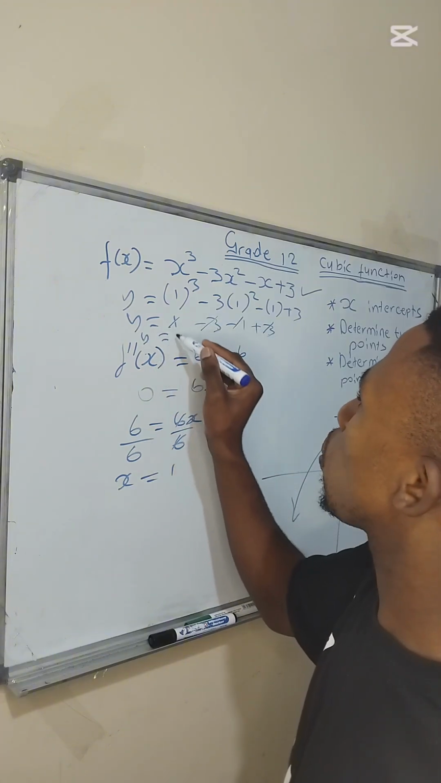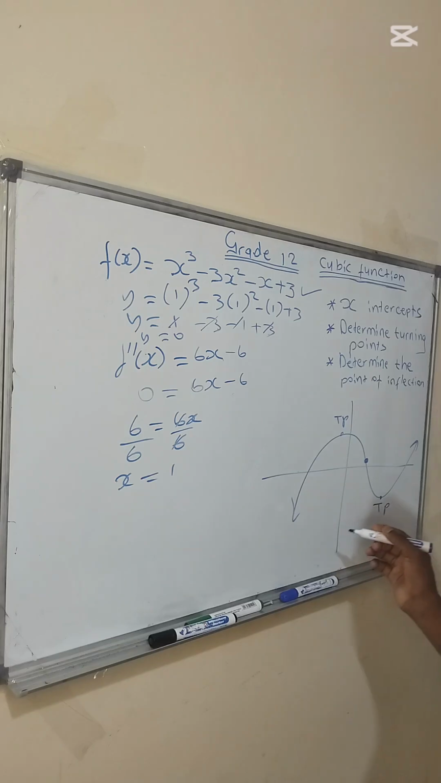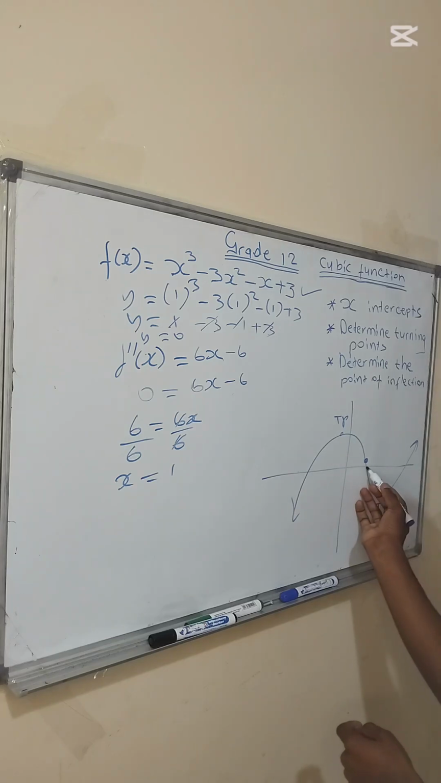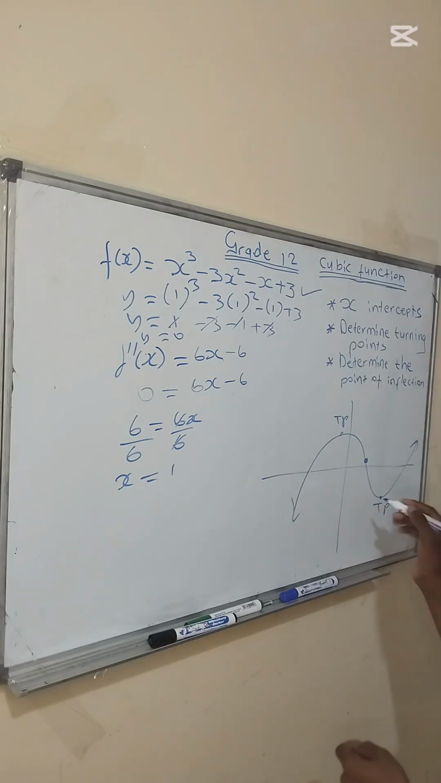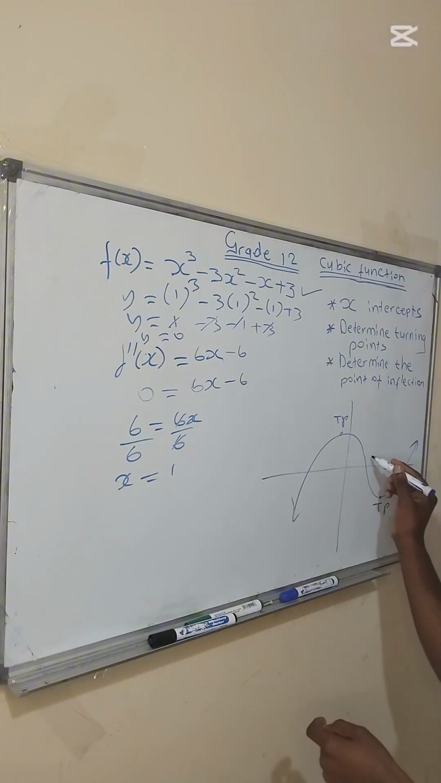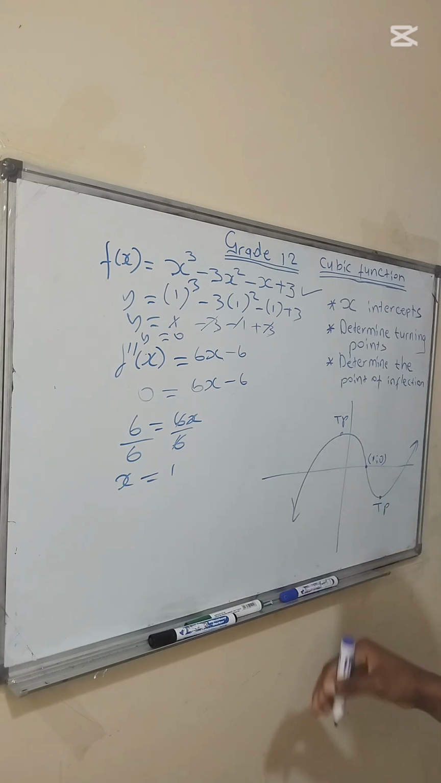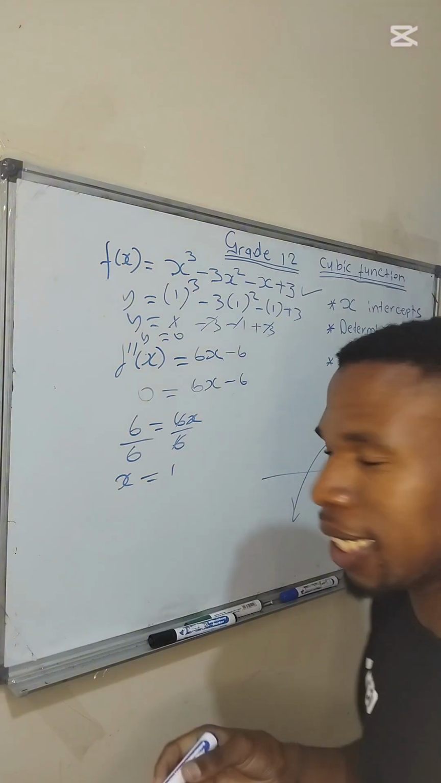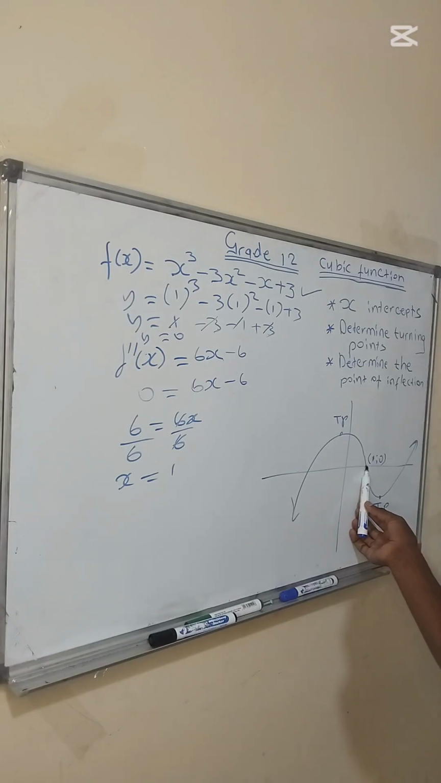Y is equal to 0, which means our y value is somewhere here, and this one is our x value. Here is our 1, 0. Our y value is equal to 0, which means our point of inflection is on top of the x-axis.